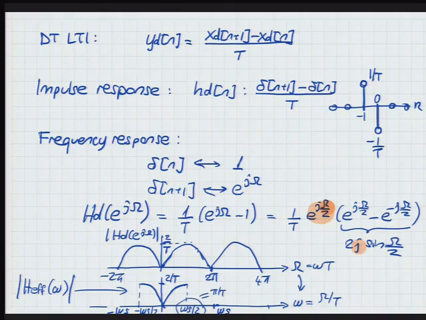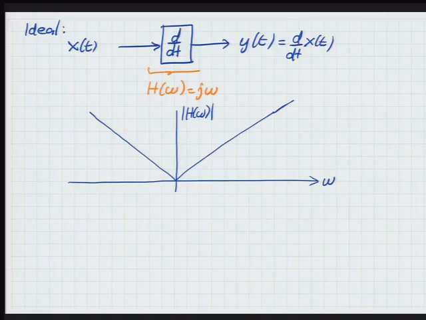Is that right? Yes? No? Oh, wait, what's going on? Wait. Oh, no, it's okay. All right. No, false alarm. Okay. And then what we have for the effective one is we actually stop at pi over T, negative pi over T, right?